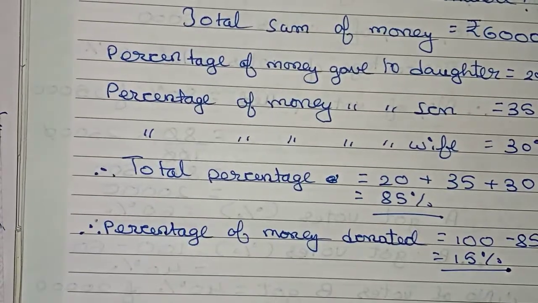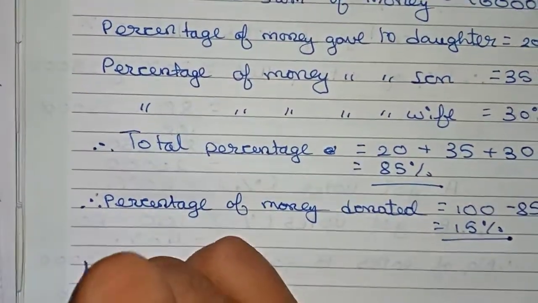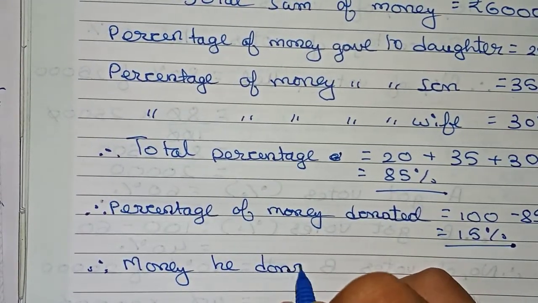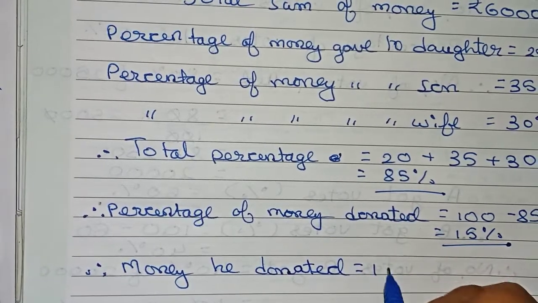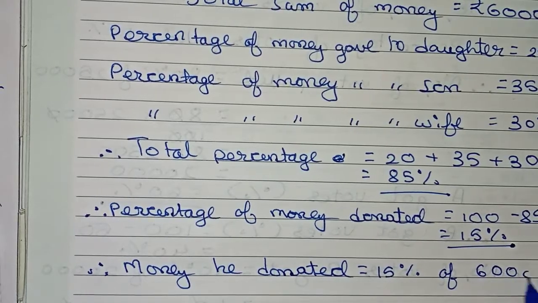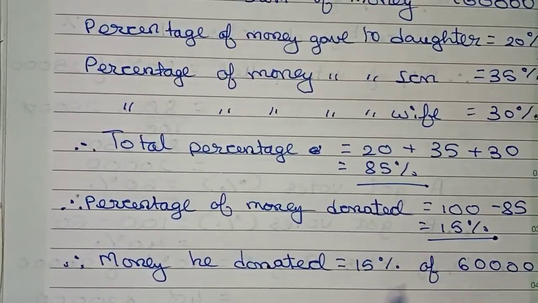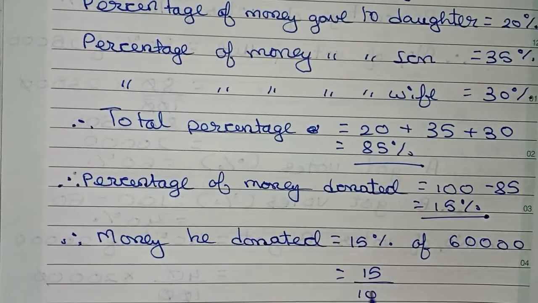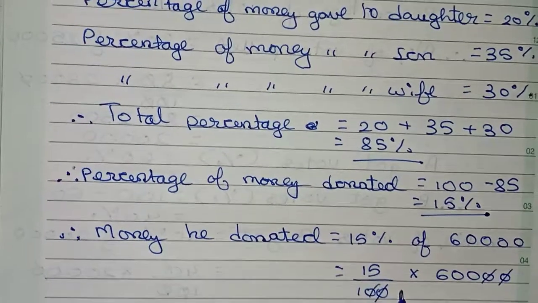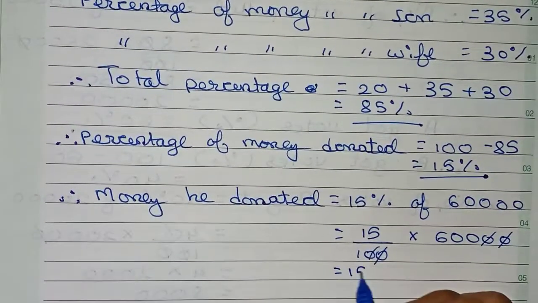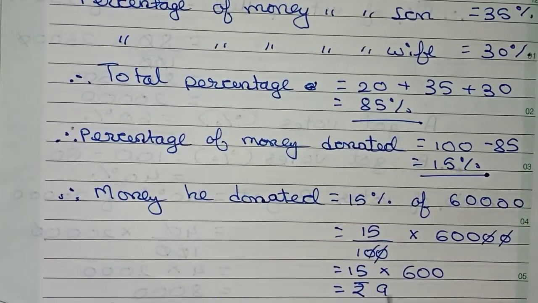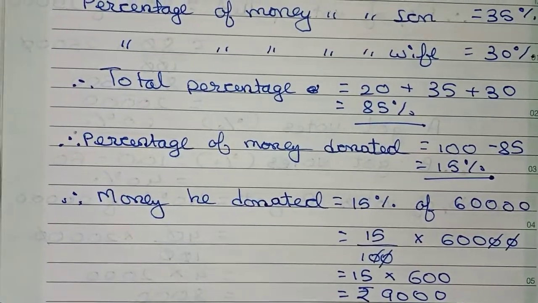Now I have to find the value of this 15%. So the money he donated equals 15% of 60,000. The total sum of money you have to write here, which equals 15 by 100 into 60,000. First you cut the zeros, so it becomes 15 into 600, which equals rupees 9,000. This will be the final answer for this question.